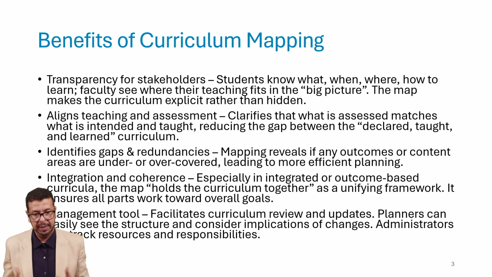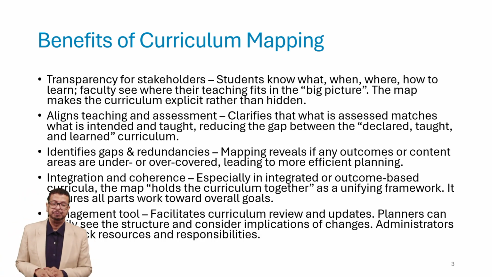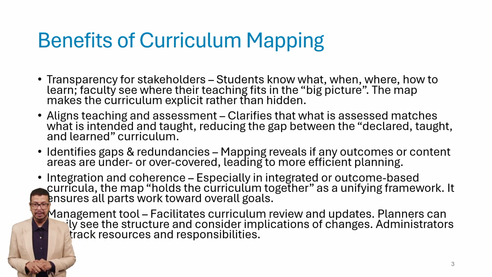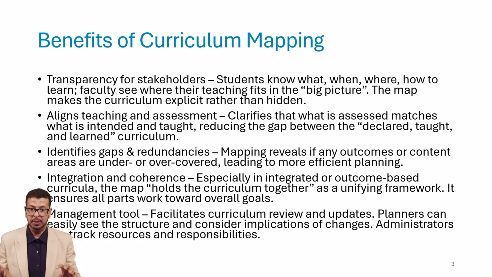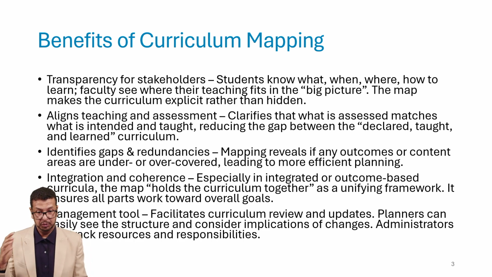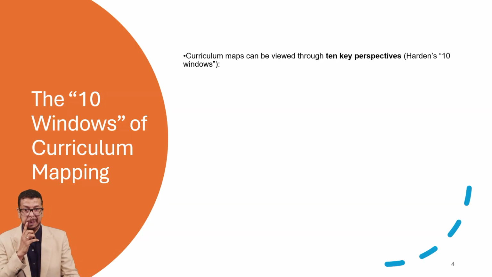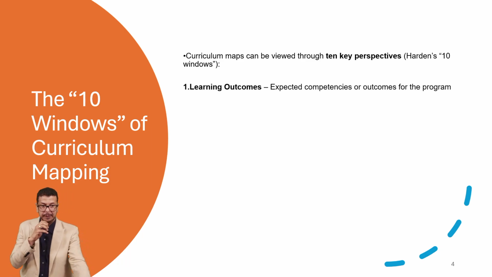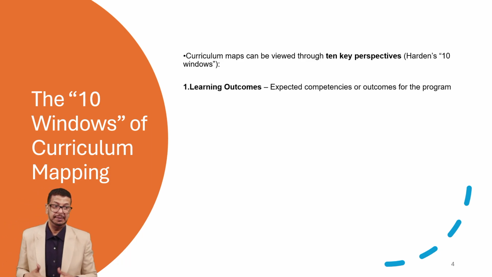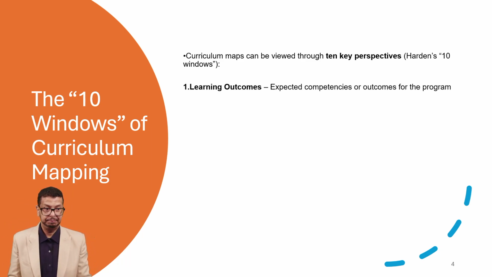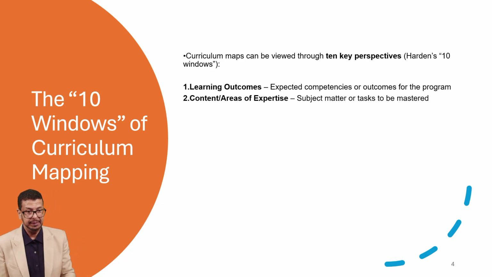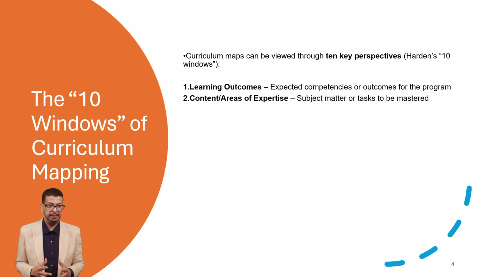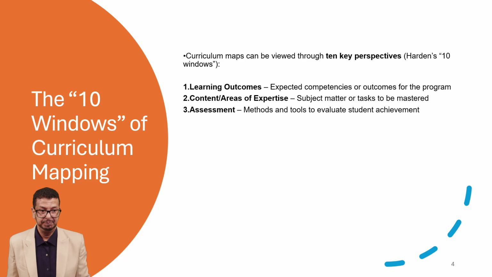In order to look at the curriculum mapping, we need to have a window through which we can look at the curriculum. And Professor Harden suggests a 10-window framework for curriculum mapping. Let's see these windows, starting with the learning outcomes as expected competencies, content and areas of expertise, subject matters or tasks to be mastered.